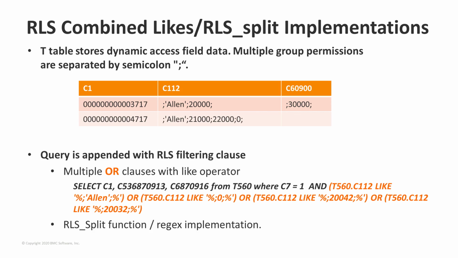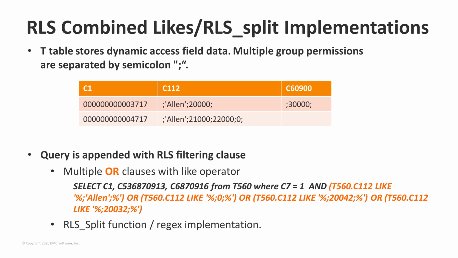Now let's talk about existing RLS implementations and their issues. One of the existing implementations is Combined Likes, which is also the default implementation used by AR server to evaluate RLS. Let's understand how dynamic access field data is stored in the T table of a form to know how this implementation works internally. There is a column corresponding to each dynamic access field in the T table of a form which stores values in that field. Multiple group permissions are separated by semicolon in this column value. As mentioned earlier, there can be many dynamic access fields existing on a form.